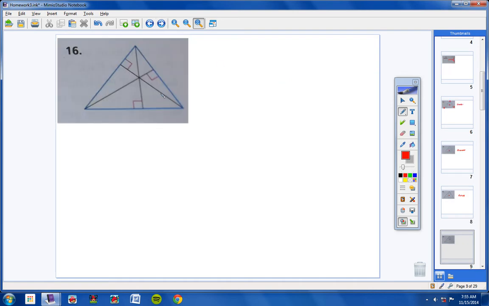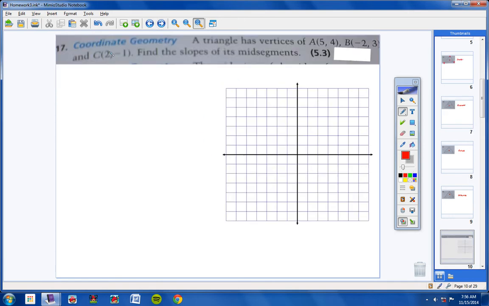Here we have altitudes. We have a line drawn from the vertex to the other side so that we have a perpendicular line, or a right angle, excuse me. We have three altitudes. So what do we call this point where three altitudes intersect? Well, we call it the orthocenter. Alright, moving on. Number 17.